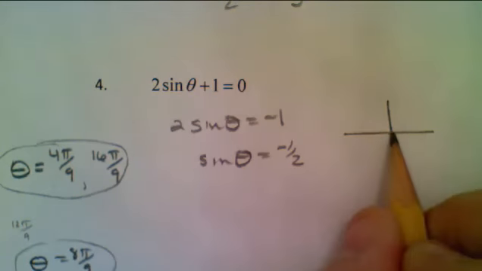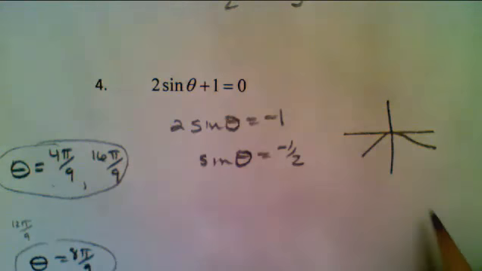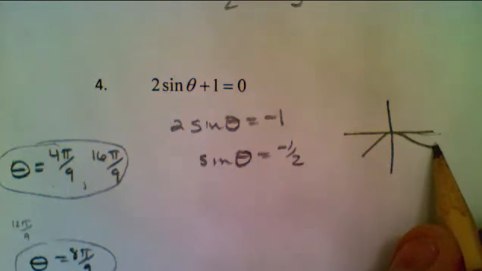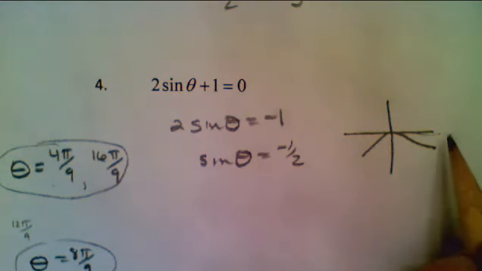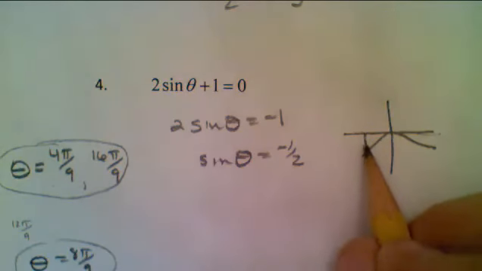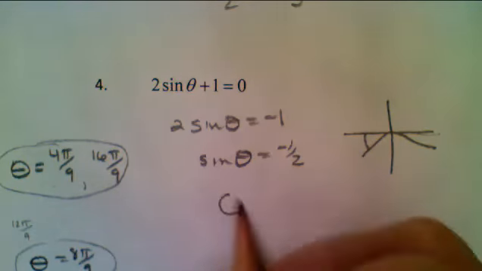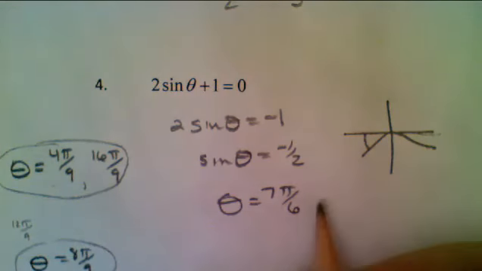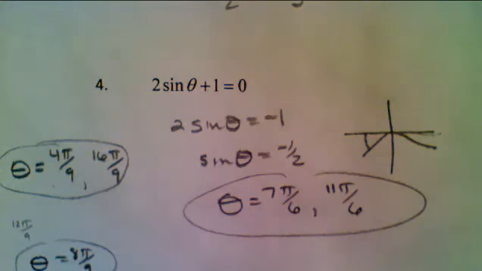So sine is negative here and here. And that means the x value is radical 3 over 2. The y value is -1/2. So that's a reference angle of pi over 6. So over here with a reference angle of pi over 6, that would be 7 pi over 6. And here it would be 11 pi over 6. So the only thing with that one is you have to solve for sine.